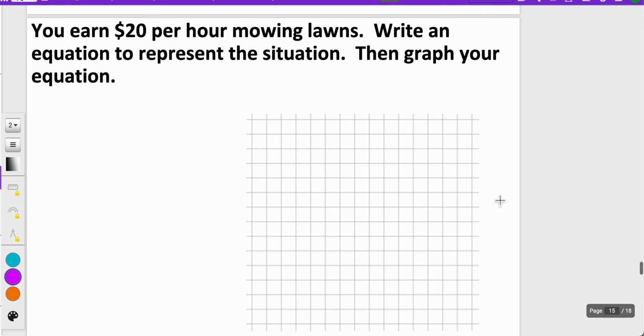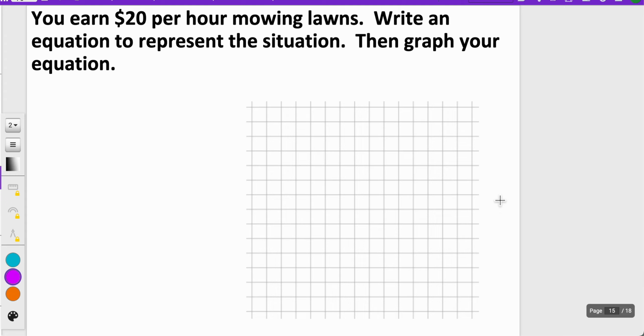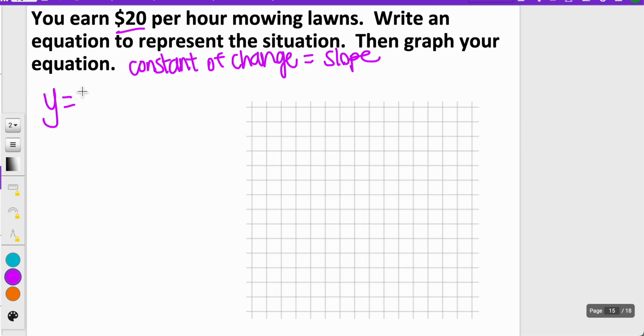The next thing we have is using slope in a word problem. So you earn $20 per hour mowing lawns, write an equation to represent the situation, then graph it. $20 per hour, that's your constant of change, which means that is your slope. So if my slope is $20 per hour, my equation should say y is equal to 20x.